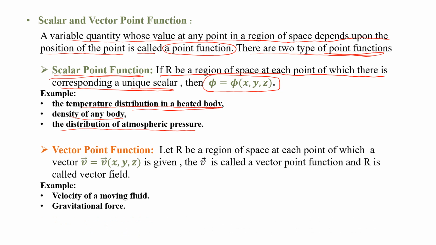Now the vector point function. Again, if R is a region of space at each point of which a unique vector v is given, then that v is called a vector point function, and the region R in that case is called a vector field. Examples are the velocity of a moving fluid, or a gravitational force. These are vector point functions.